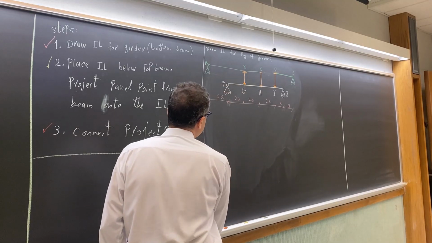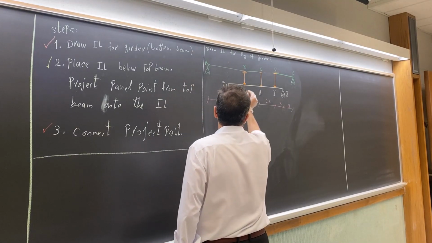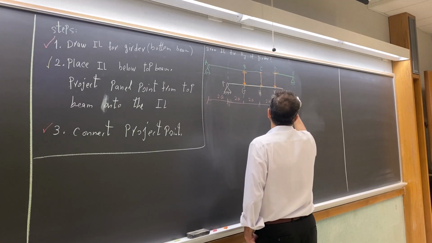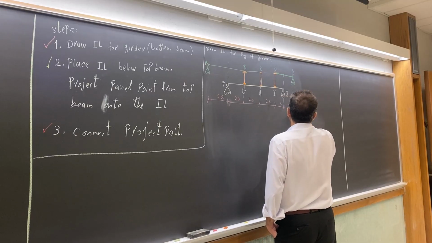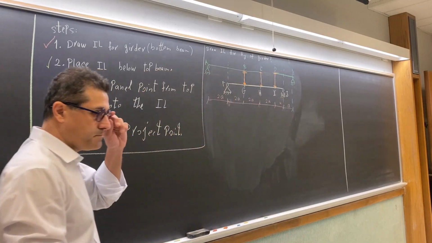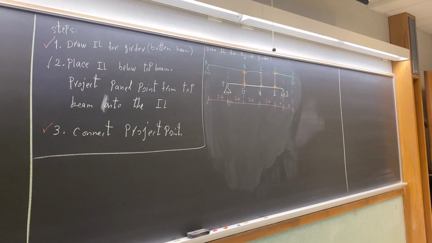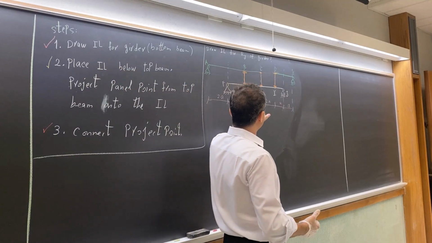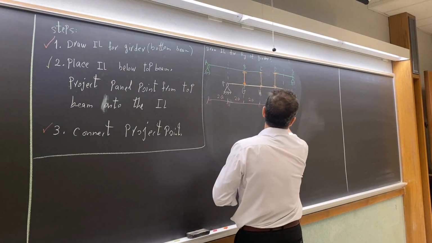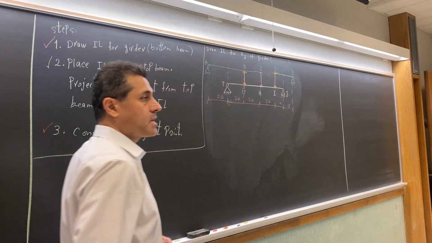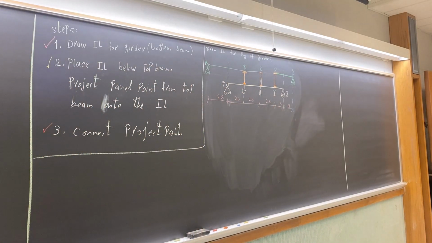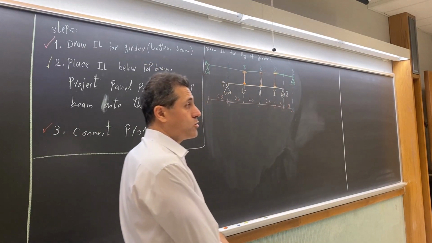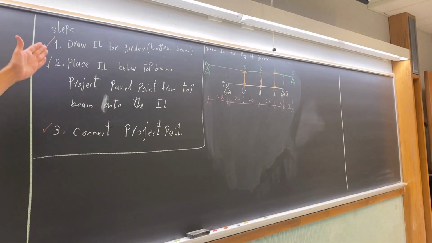So for a better understanding, I just show these dimensions, so you know the dimensions. Later I may not be able to draw it accurately to scale, but these are all 2A, 2A, 2A. This is A, this is A. So now we are going to draw the influence line for the vertical reaction at point J for the girder. Any questions so far? So we go through these steps.